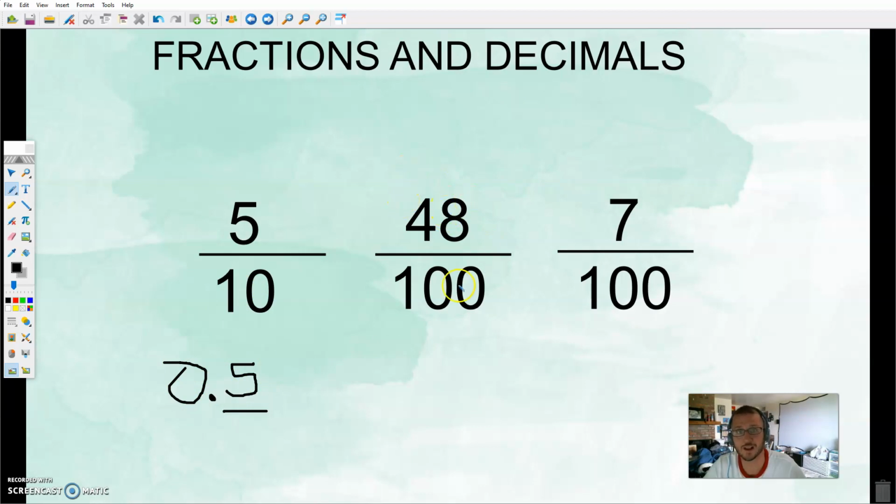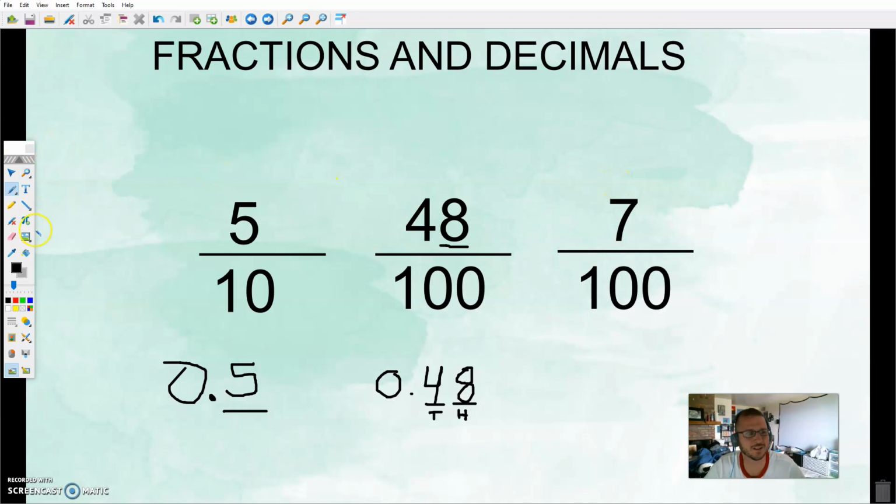Here we have 48 hundredths. Now remember, the last number wants to go in the bottom number's place. So we have 0 tenths. Okay, the first one was the tenths. The second one is the hundredths. So 48 hundredths is going to be 0.48, or 0 and 48 hundredths.